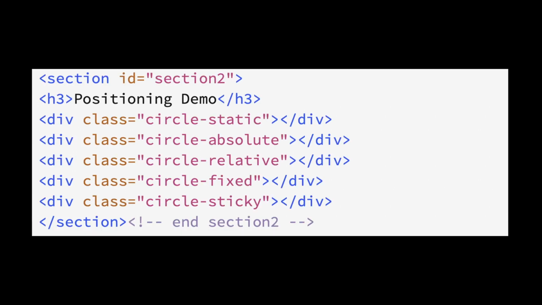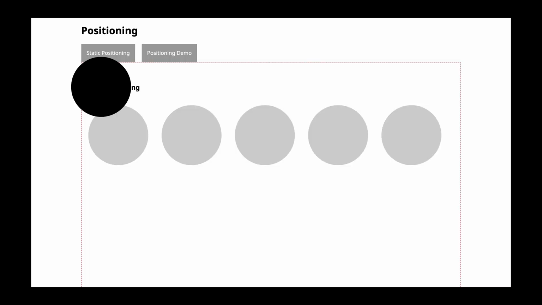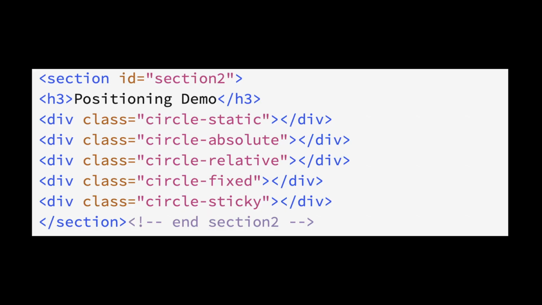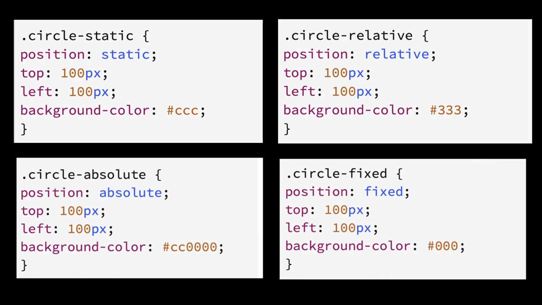Now we add a second section of 5 circular elements representing the 5 positioning states: static, absolute, relative, fixed, and sticky. Immediately, we see an element that appears out of place. This is the code for section 2. The HTML, and the CSS.